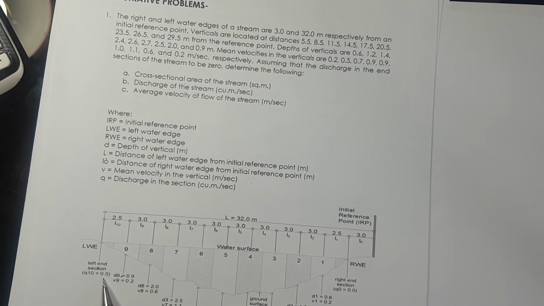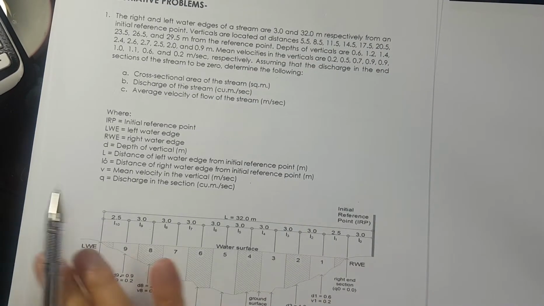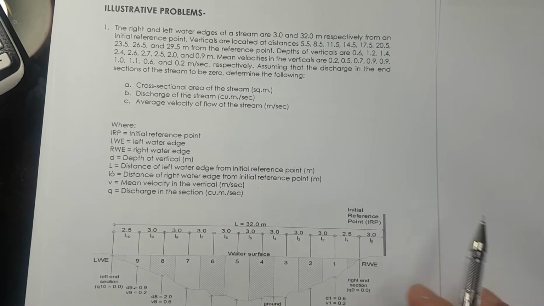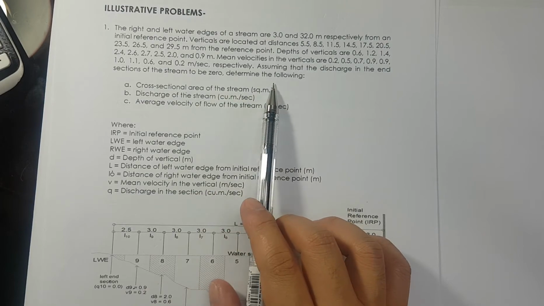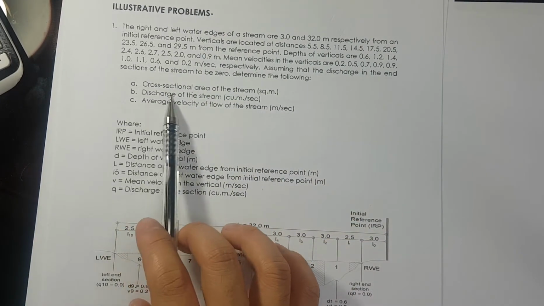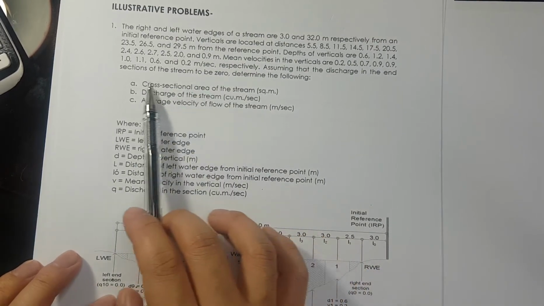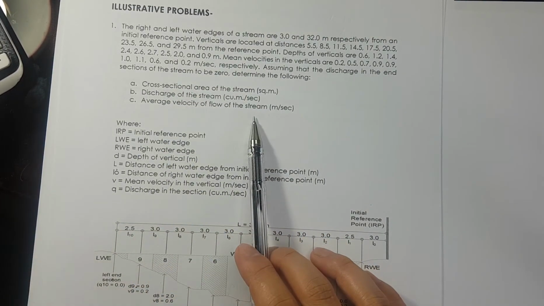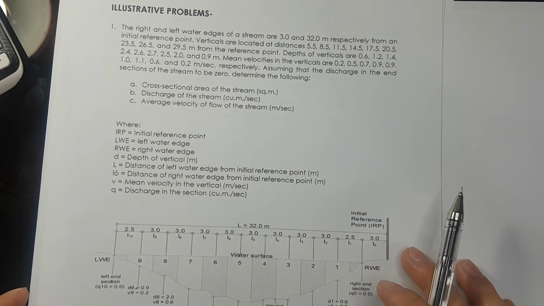We were also given the mean velocity of each section, so we have the mean velocity at section 1, 2, until the end section. Assuming that the discharge in the end sections of the stream is 0, determine the following. A, the cross-sectional area of the stream. B, the discharge of the stream. And C, the average velocity of flow of the stream.